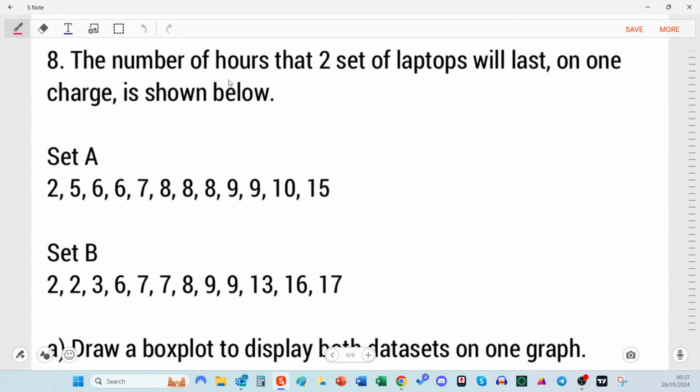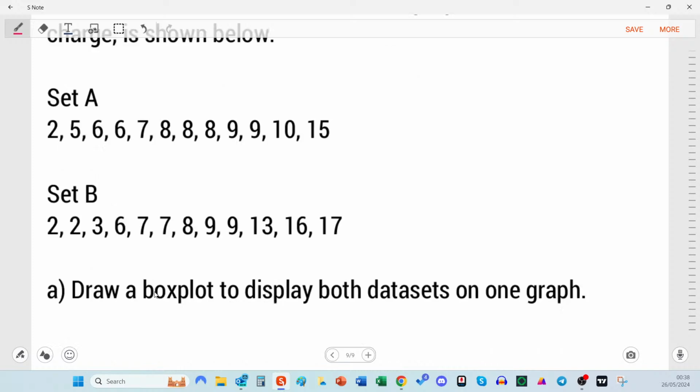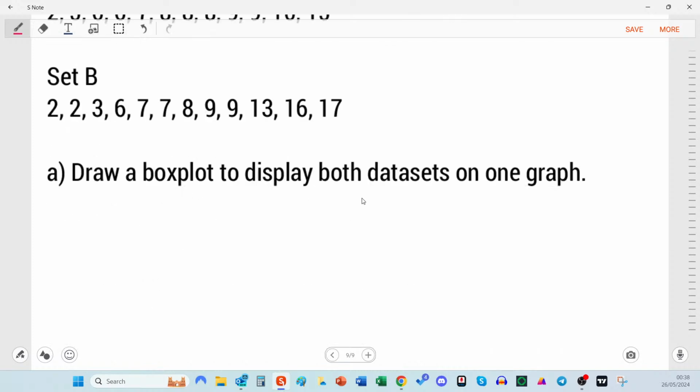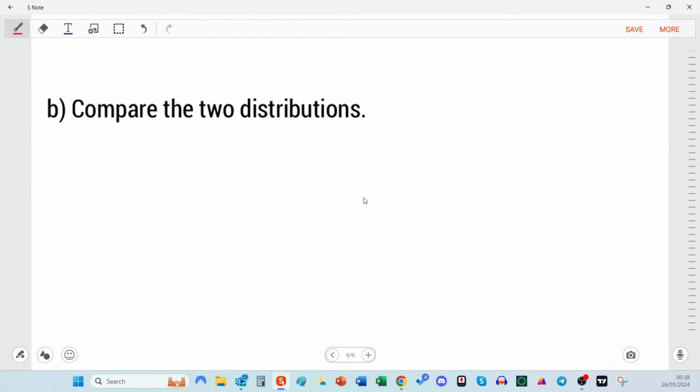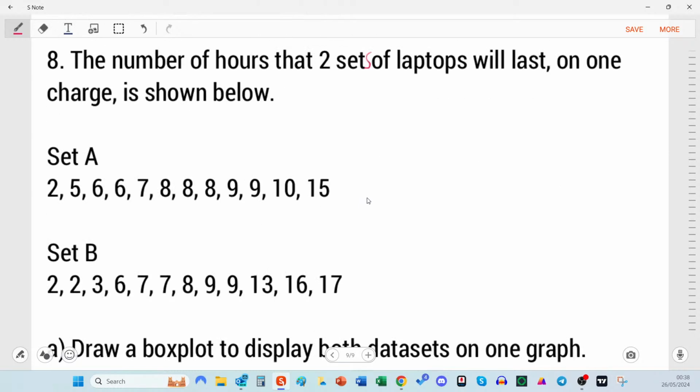Okay, the number of hours that 2 sets of laptops will last on one charge is shown below. Okay, so set A, so these are hours, so 2 hours, 5 hours, 9 hours, 10 hours. I find it helps to say stuff like that, so if it's in hours, just say it. Set B is 2 hours, 3 hours, 6 hours, 7 hours, etc. Okay. Draw a box plot to display both of these on one graph and compare them.